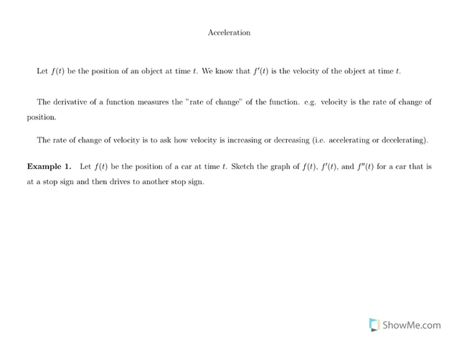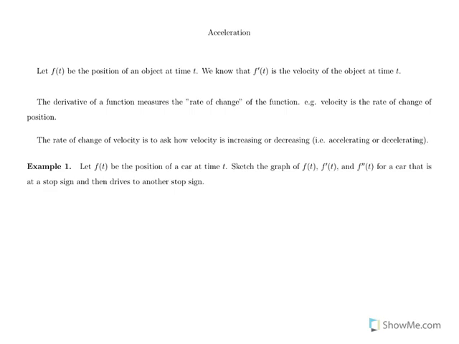So let's look at an example to understand these topics more. Let's let f of t be the position of a car at time t. And we're going to sketch the three graphs of f of t, f prime of t, and f double prime of t for a car that has this kind of property. It's going to start at a stop sign, go one city block, and drive to another stop sign. And we're going to sketch what that's going to look like.